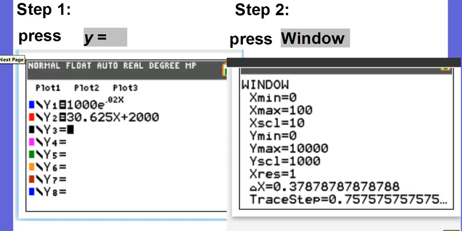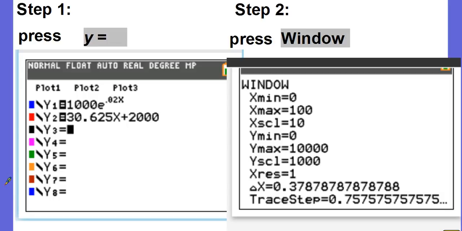Step 1, press y equals and enter the equations that we wrote down on your paper. So 1,000e raised to the 0.02x. If you're looking for x, it's right next to the alpha button. Just to the right of the alpha button is your x. You can just tap it and it'll type in an x for you. Don't alpha it, just tap that button. I'll let you type those in.